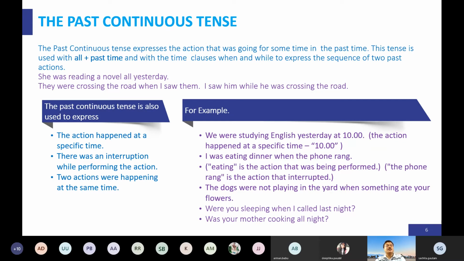Okay, there are three situations there: an action happening at a specific time, or an interruption while performing the action, or actions happening at the same time. In other words, you can say the longer action is interrupted or disturbed by the shorter action. This way also you can say.